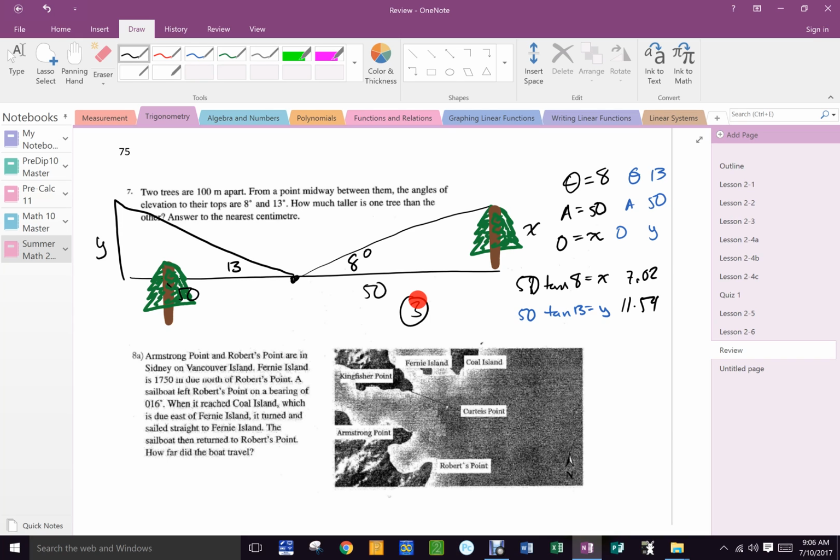Oh, the question does say how much taller is one tree than the other. So it's 11.54 minus 7.02 to get the 3 marks. So what is it? Sid, tell us. 4.5.